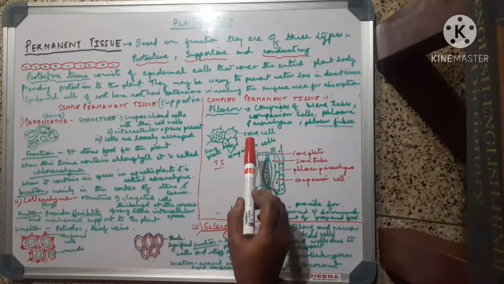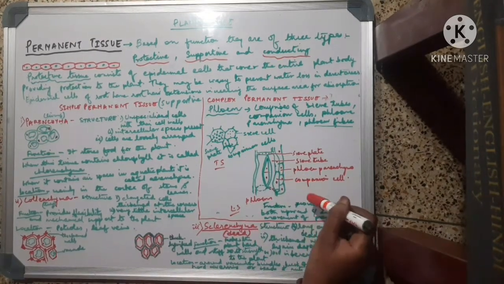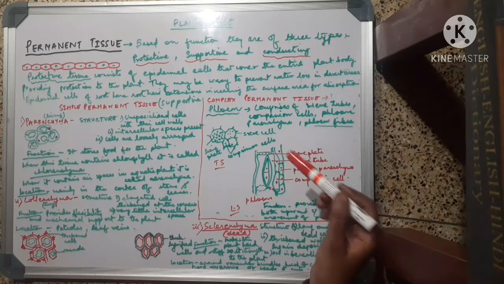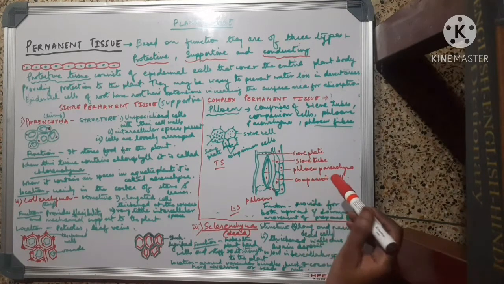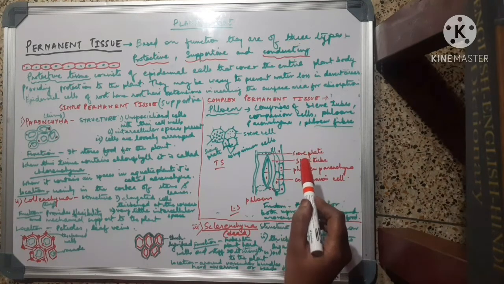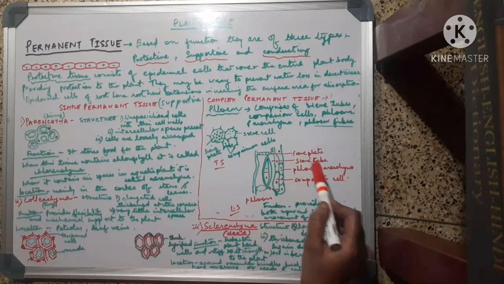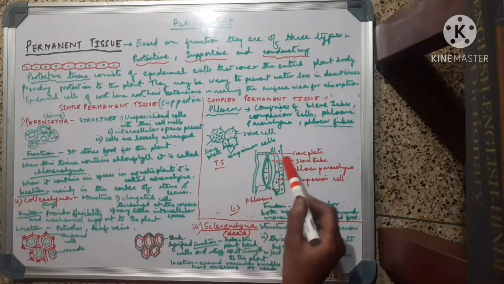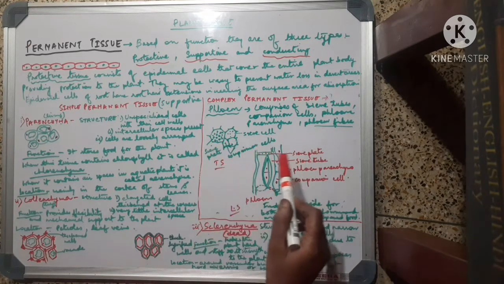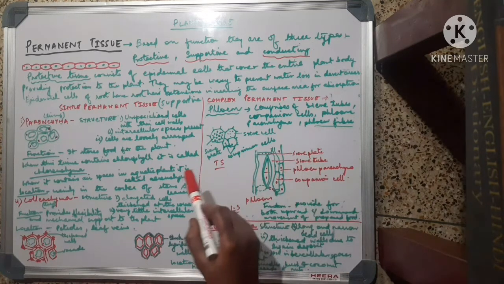The second complex permanent tissue is phloem. The main function of phloem is to provide for both upward and downward movement of prepared food. The food prepared by the leaves of the plant is gradually transported to all the parts of the plant through this tissue only. The xylem and phloem together are known as vascular bundles, and they carry out the conducting function in the plant body.